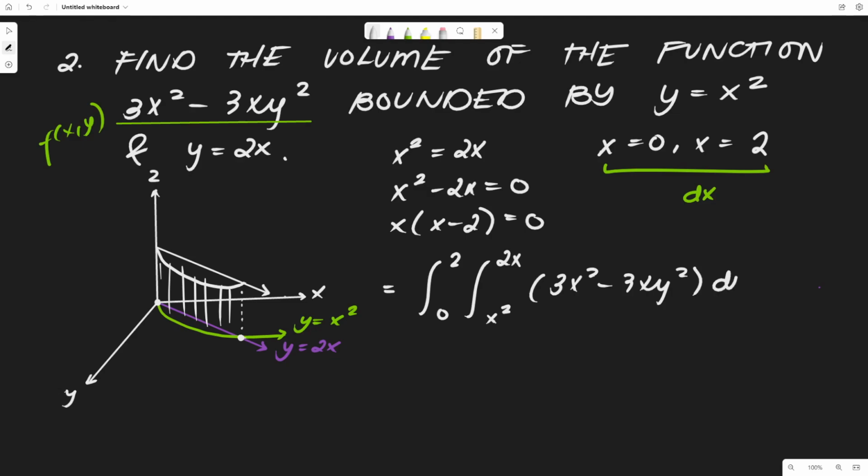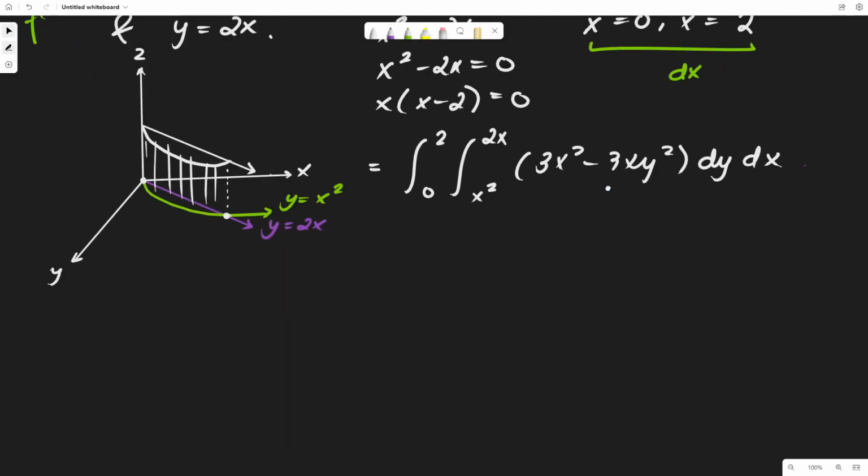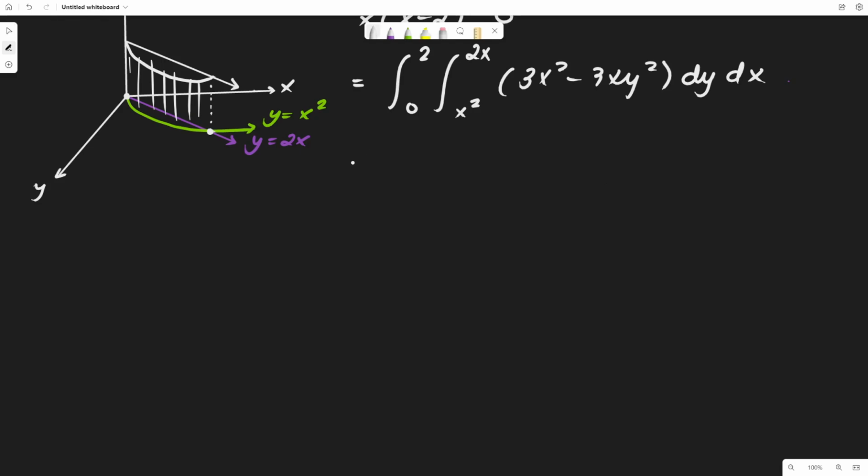Then, dy, dx. Okay? Ganyan buuin, no? Yung ating function. Okay? So, we have, let's integrate, no? In terms of y. So, we have from 0 to 2 ng 3x squared y minus 3x squared y cube over 3. So, makakancel na yung 3 pala.